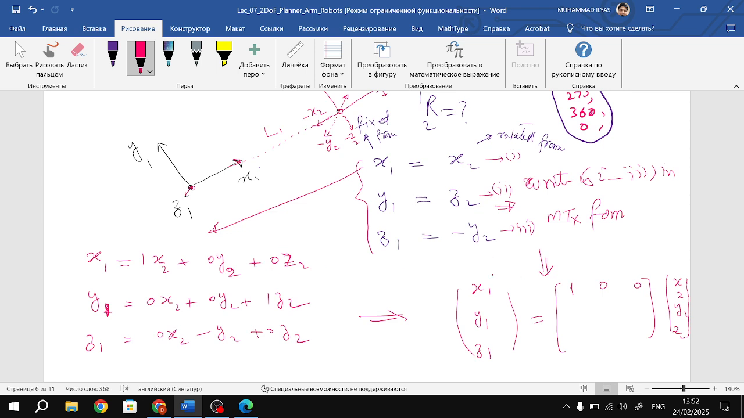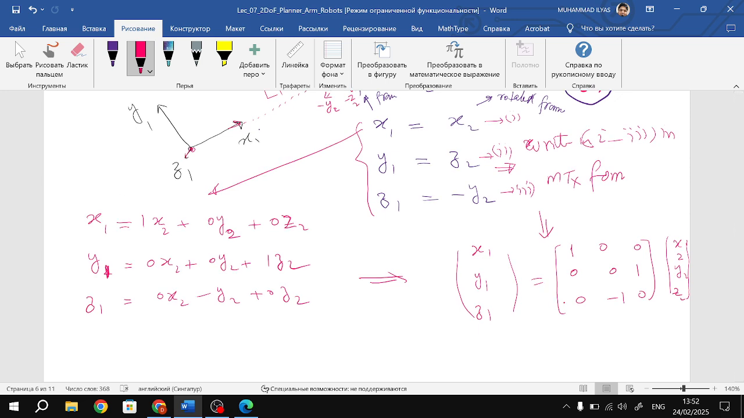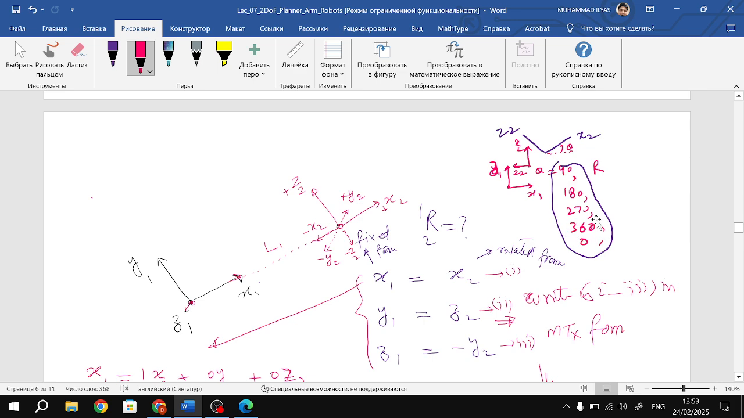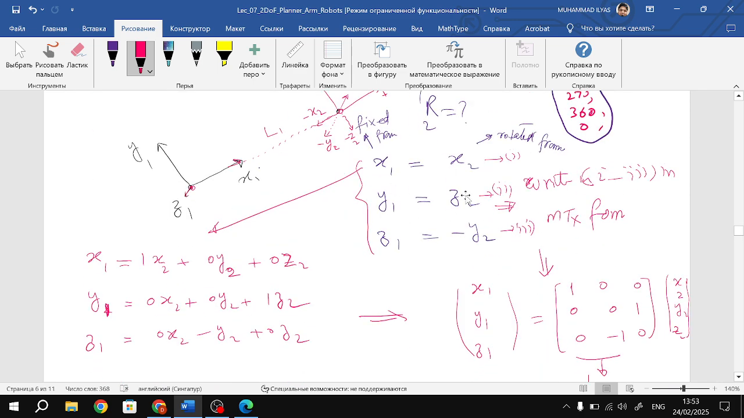So now you can write this in matrix form, right? The second row will be 0, 0, 1, and the third row will be 0, minus 1, 0. That is the rotation matrix. This is the rotation matrix between the two frames, R2 to 1. This is a much easier method if the frames are rotated by 0, 90, 270 degrees, like this. So always use this kind of notation.